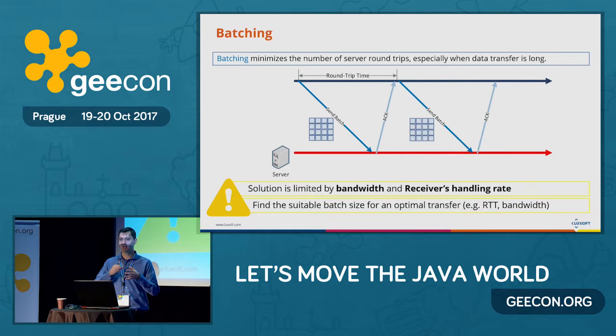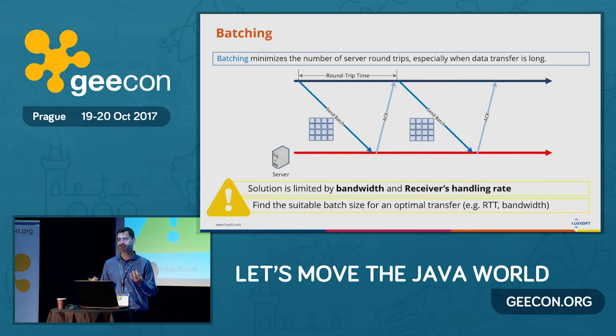If the sender sends the packages with a high frequency, the receiver might get saturated. And how we can measure all these things is based on the round trip time. So we have to tune the batch size in compliance with the bandwidth and the receiver's rate to have a constant and optimal round trip time.